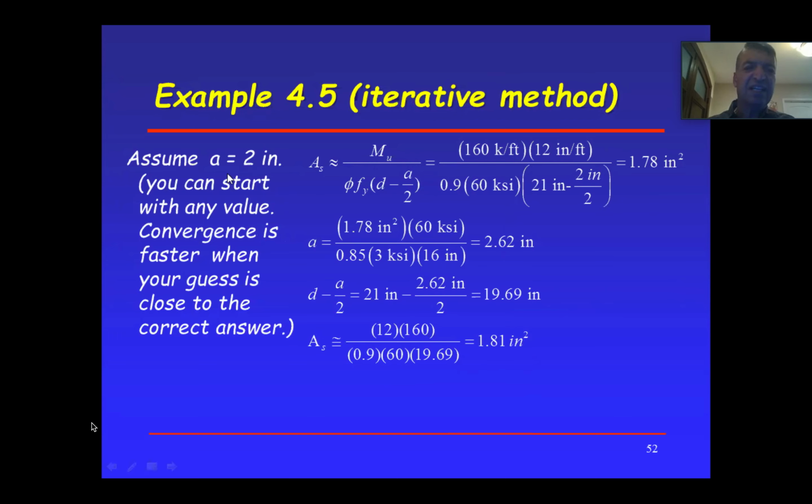Iterative method is that you assume A. Assume A is the depth of the compression block, and then you calculate AS, and then you find A is 2.62. See, here he didn't do it, but you're supposed to go back, because look, this is a little bit off. You're supposed to go back to this equation, and instead of putting 2, put 2.62 until the area of A matches with what you assumed, and then you find AS. But I don't like this method, so don't worry about that method. Some books you will find that, so if you run across it, you know what that is. But you don't need to do it.